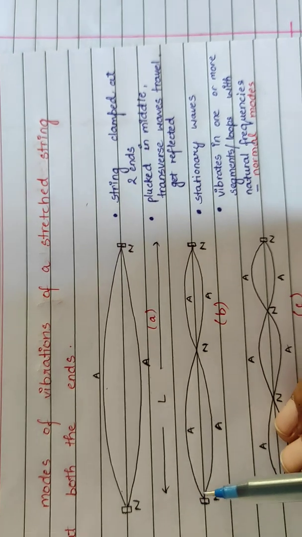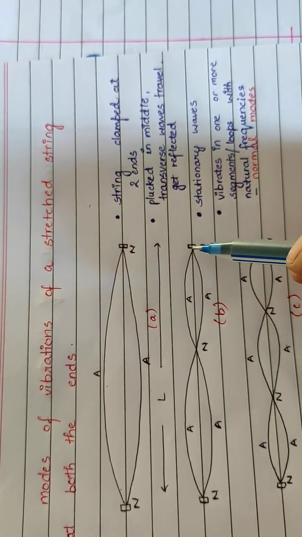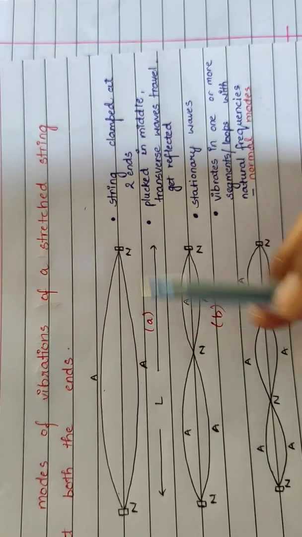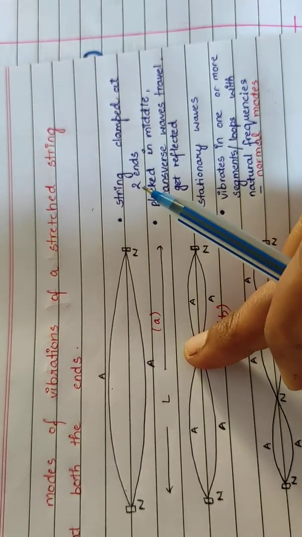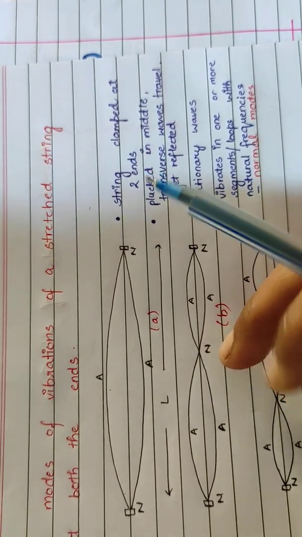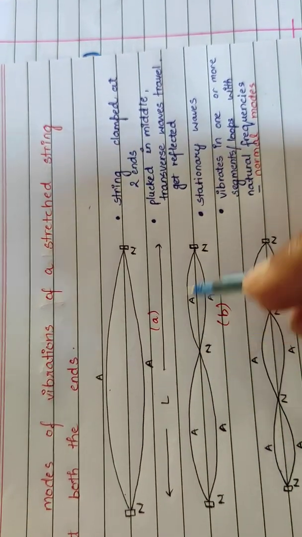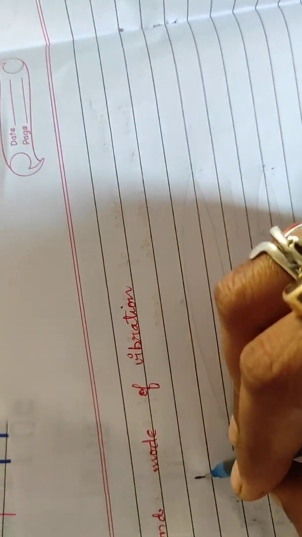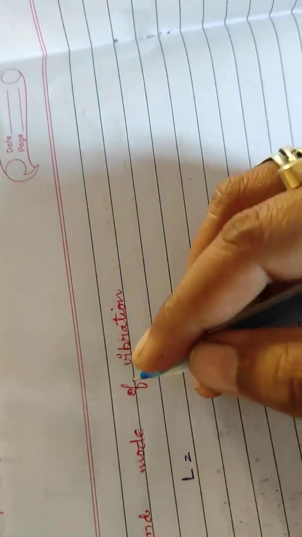Okay, and at the end of these two segments, a node will be present, whereas in the middle also, as this is also pressed, there will be no displacement here, so it will also be a node, whereas these segments represent antinodes. Fine. So now for this, what will be the length of one segment?